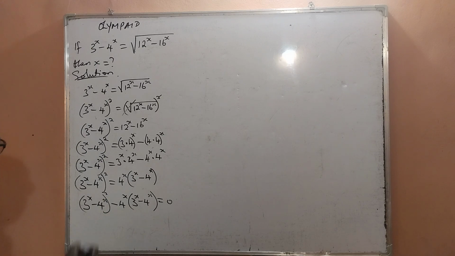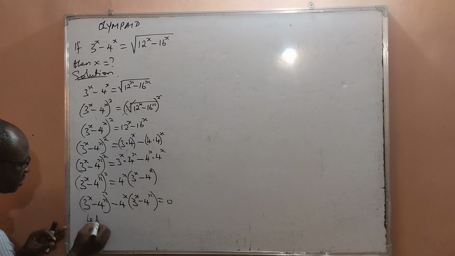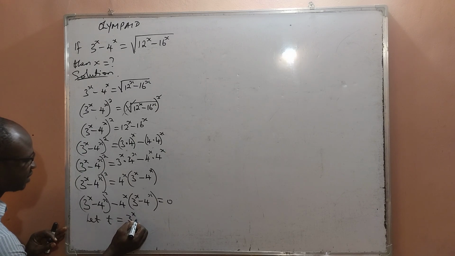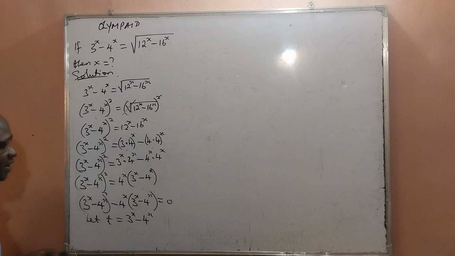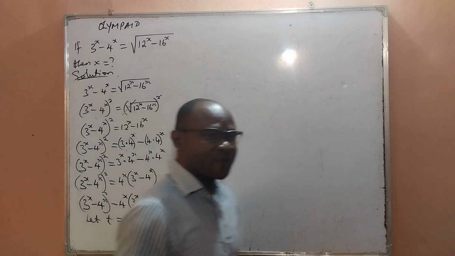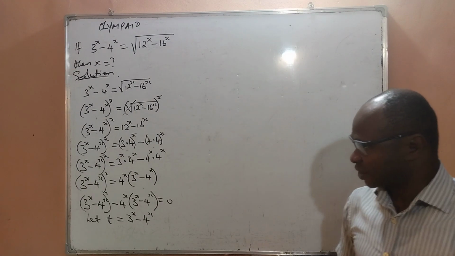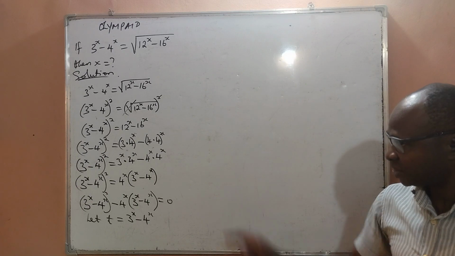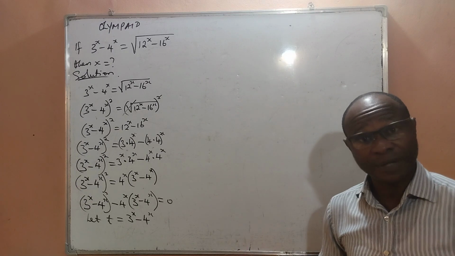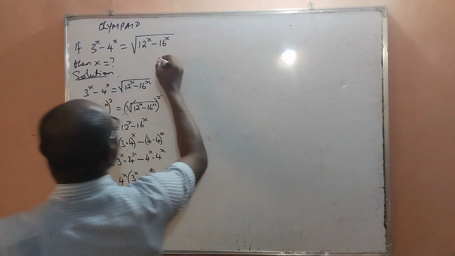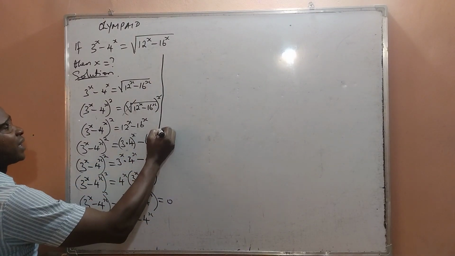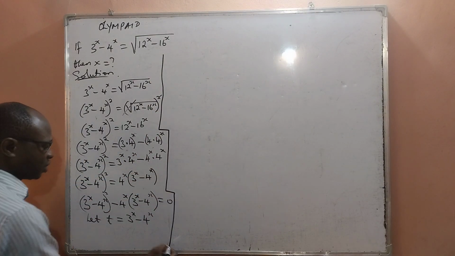Alright, let's put it this way. Let t be equal to 3 to the power of x minus 4 to the power of x. What that means is that anywhere I see 3 to the power of x minus 4 to the power of x, I replace it with the letter t. Okay, that is substitution.